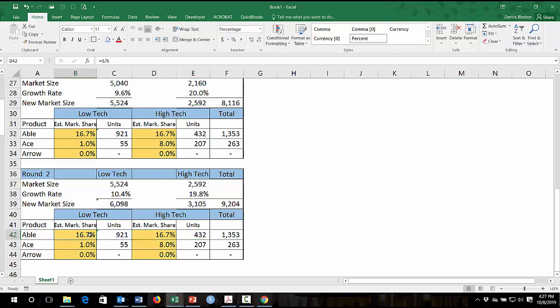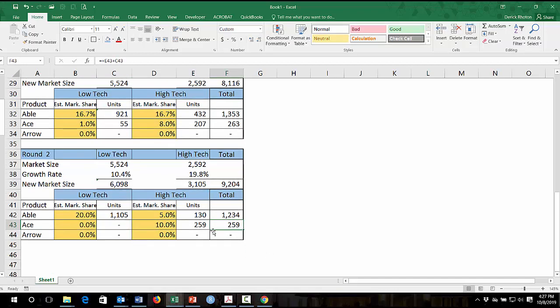But maybe I think Able is going to be a better low-tech product and not as good of a high-tech product. And that's my new sales forecast going in for round two. And Ace, you know, they're going to really dominate in the high-tech right there. And they may get a, you know, zero in low-tech. And it gives me a good sales forecast for Ace in round two.